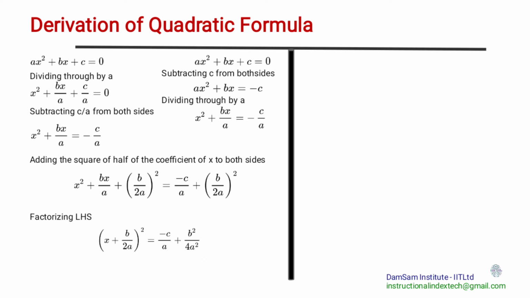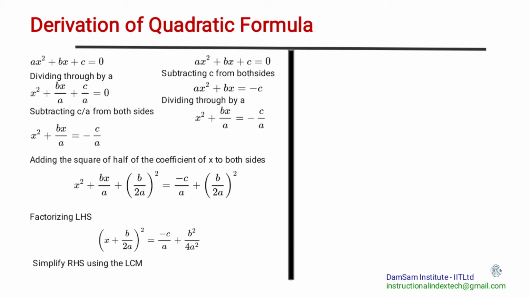If we open what we have just factorized, we return to the previous expression, which is x squared plus bx over a plus b over 2a all squared. And the right hand side, b over 2a all squared, we simplify: b times b is b squared, 2a times 2a is 4a squared. And that is how we have it.